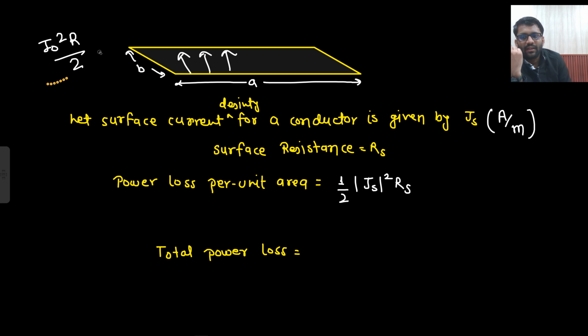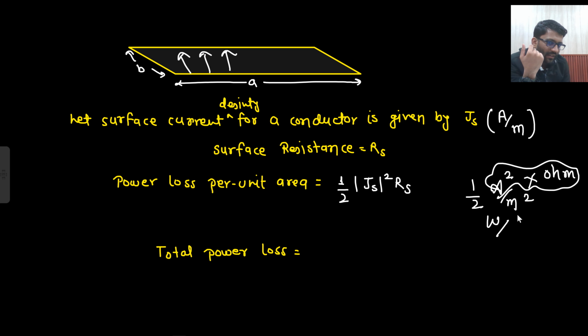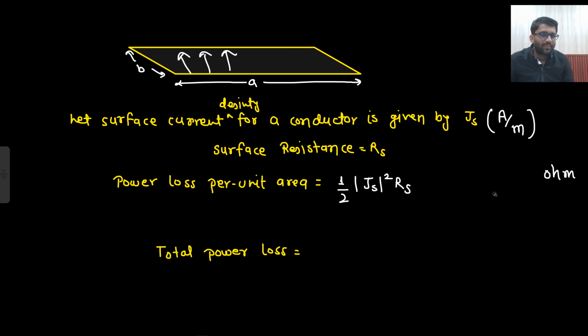But you let me know one thing, is it power or power density? It is power density. Why is that so? Because of the 1 by 2. What is the unit of this one? Ampere per meter. And if you take the square, ampere per meter square. And what is Rs? Ohm. So what is ampere square into ohm? That is watt per meter square. So this is power density. This is your power loss per unit area.